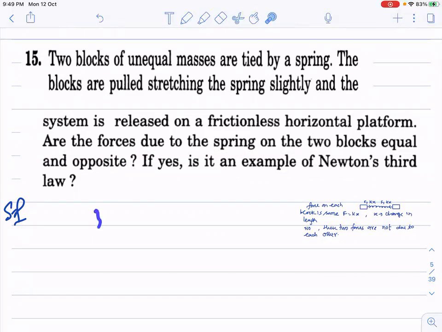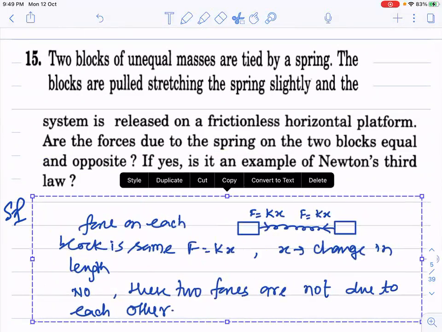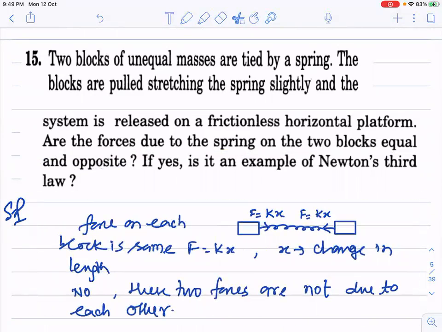Answer is no, because these forces are not due to each other. These forces are due to the spring. It is actually a three body system, not two bodies. Look, forces on each block is same. Okay, this already explained. Second case, no, it is not Newton's law. These two forces are not due to each other. They are due to the spring. You are not applying direct force on each other. Action reaction is not of direct forces. So it is not Newton's third law.